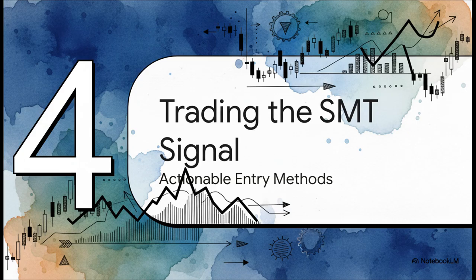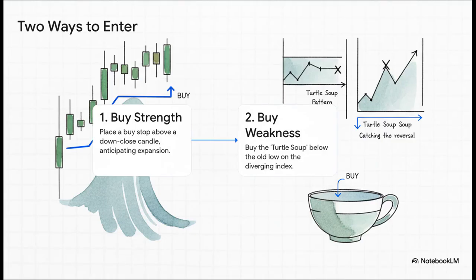Okay, we've identified the trend, we've spotted the catalyst, and we've confirmed it with SMT. Now for the really fun part. How do we actually get into a trade with this signal? So there are really two main ways to go about this.